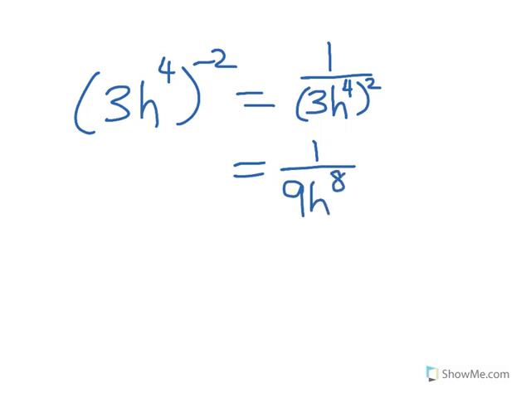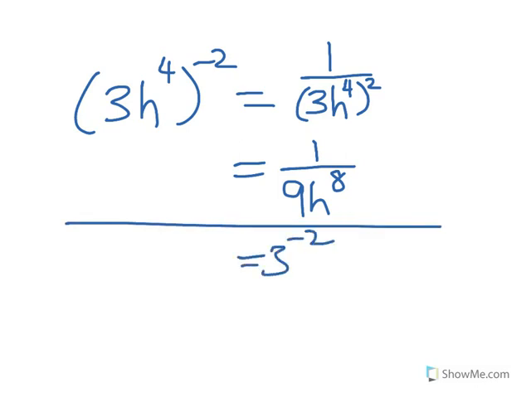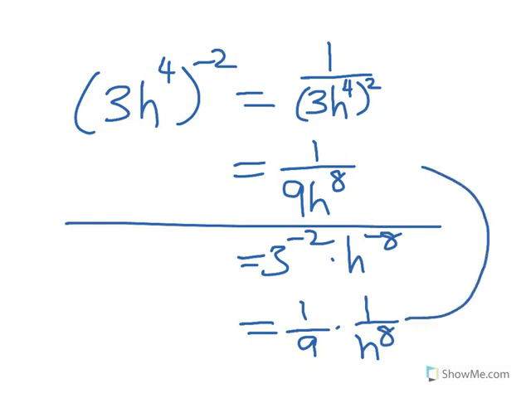Another way to proceed, of course, would be to say from the very beginning that we have 3 to the negative 2 times h to the negative 8. And then rewrite that, if desired, as 1/9 times 1 over h to the 8th, which inevitably leads us right back to the previous conclusion.